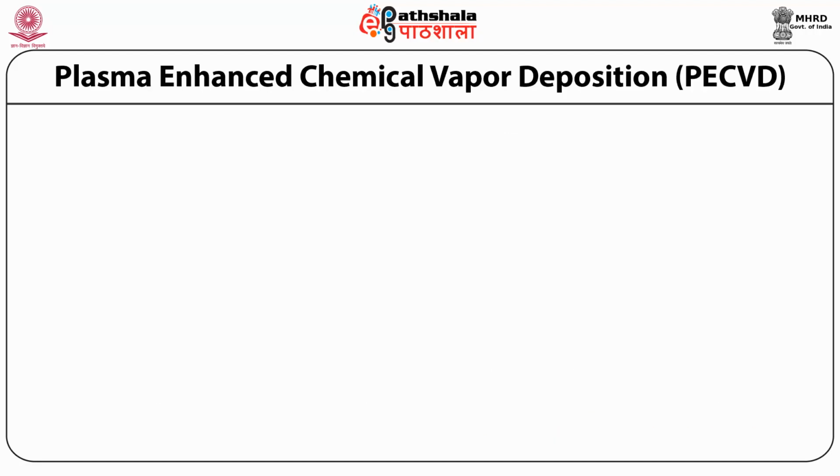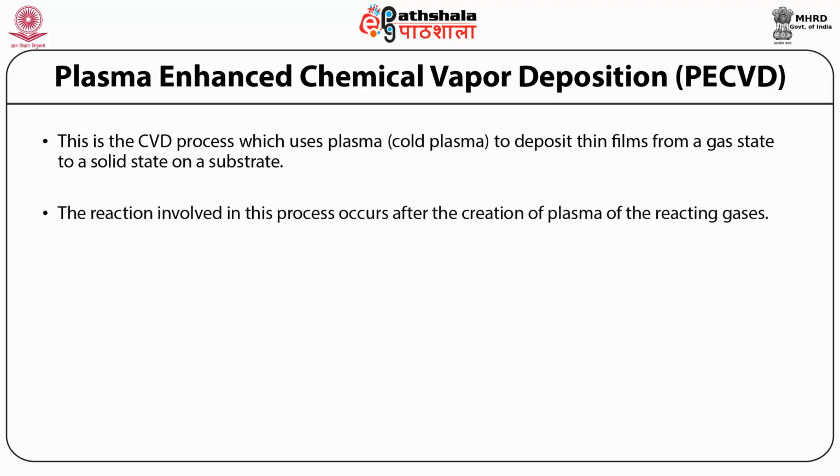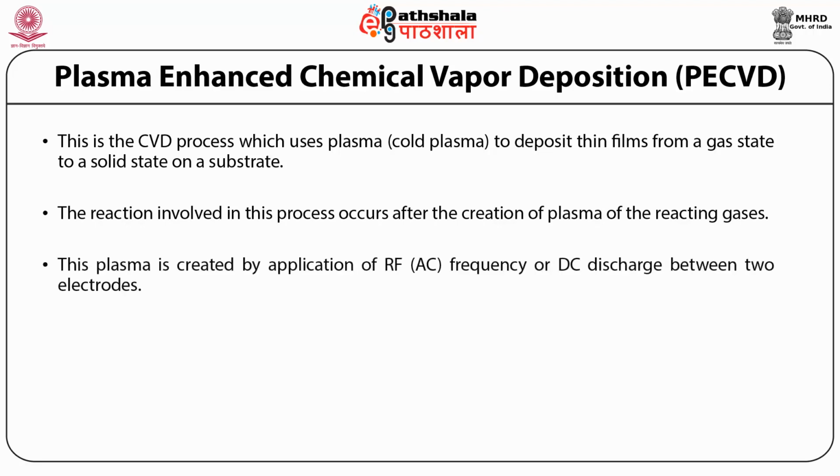The next method is the plasma enhanced chemical vapor deposition, which is called PECVD. PECVD is the CVD process which uses plasma or the cold plasma to deposit thin films from a gas state to a solid state on a substrate. The reaction involved in this process occurs after the creation of plasma of the reacting gases. This plasma is created by RF, that is the AC frequency, or the DC discharge between two electrodes.